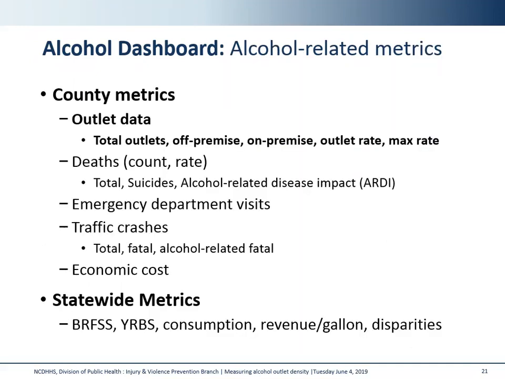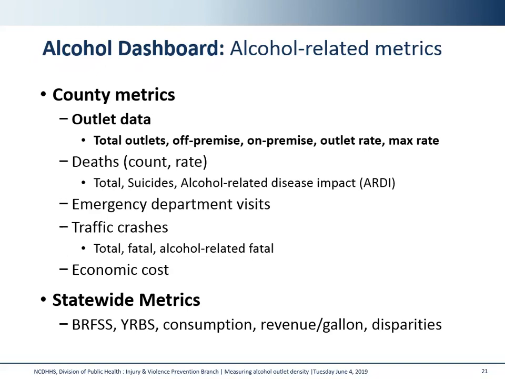So these are the metrics that we're using. We actually squeeze a lot of data into this. Most of this is drillable down to the county level. The outlet data is in bold at the top. That's total outlets, the count of on- and off-premise outlets in your county, the rate of those outlets per person, and the max rate for any tract in that county. Some places are much farther from the center of the county, and we wanted to demonstrate that some places are exposed to much more than the average.